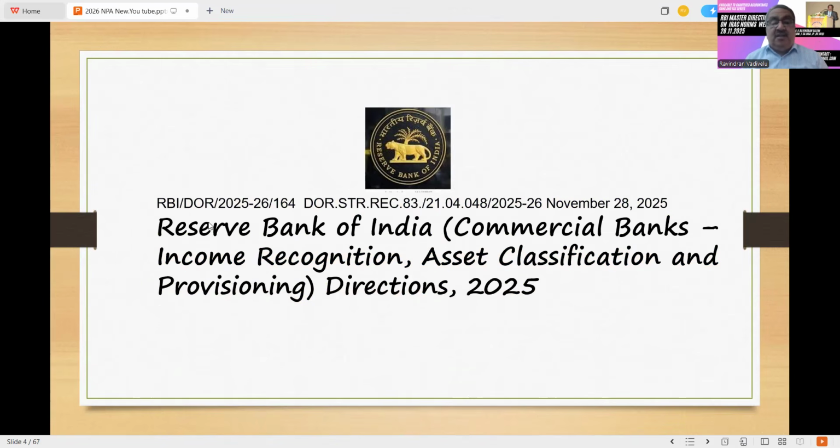This is dated 28/11/25, and the master direction is called the RBI Commercial Banks Income Recognition, Asset Classification, Provisioning Directions 2025, and they have issued separate directions for NBFC. They have issued separate directions for the cooperative banks. So we are here going to discuss only the IRAC norms applicable to commercial banks.